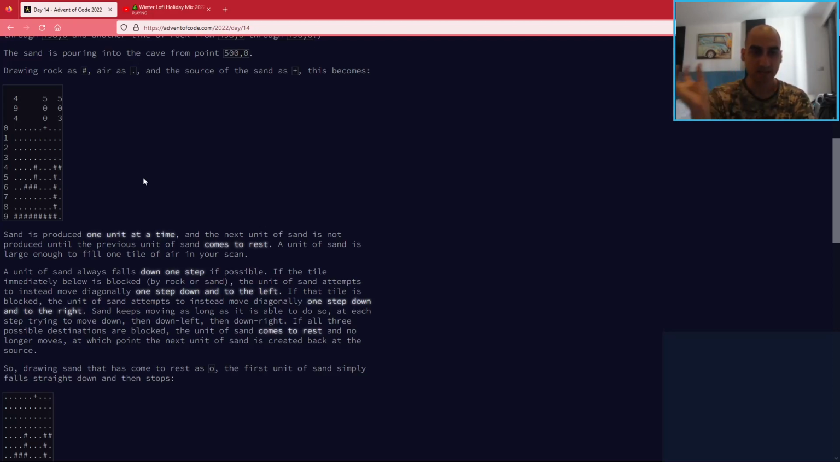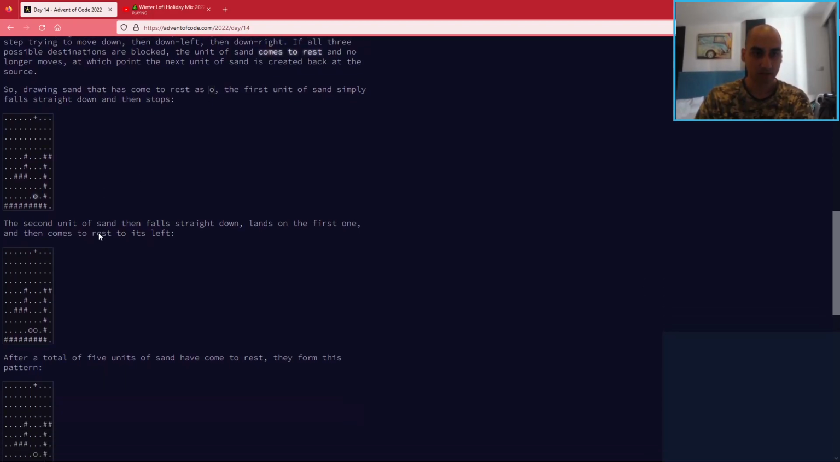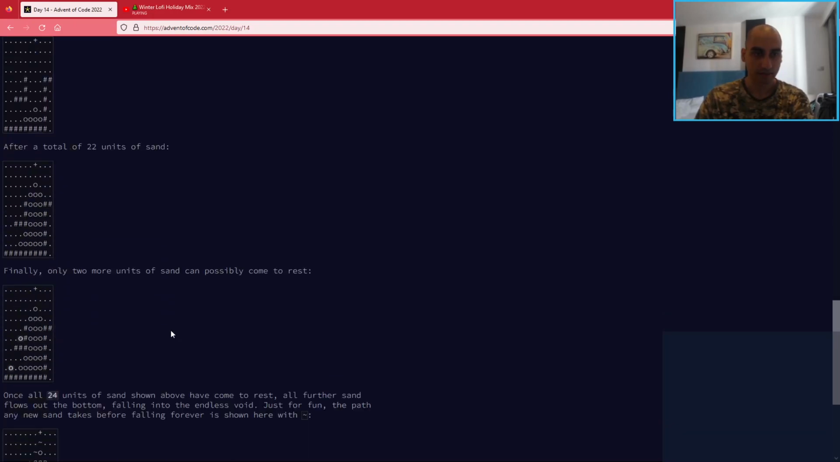So once the sand comes to rest, it's never going to move again, is it? There's nothing that could happen that would make an empty space below it, because the other sand is not going to move. Unless you... Yeah, okay. So drawing sand that has come to rest as O. The first unit of sand simply falls straight down and then stops, okay. Alright, I get it.